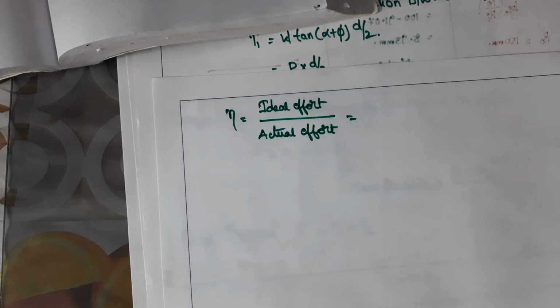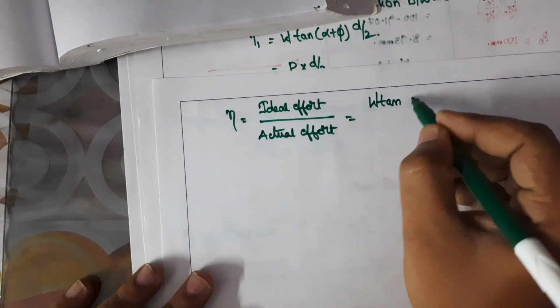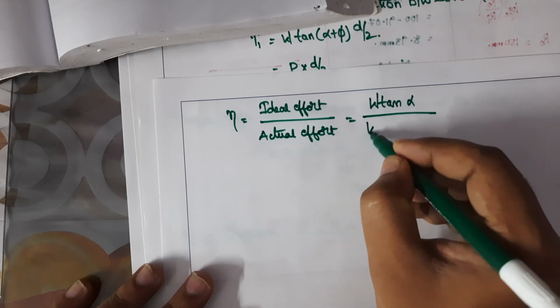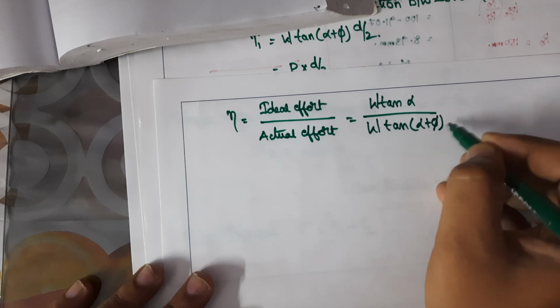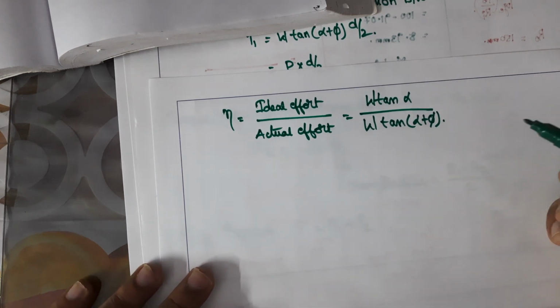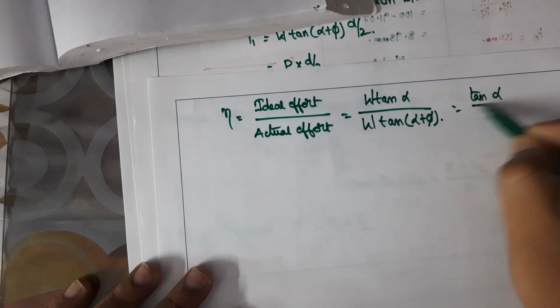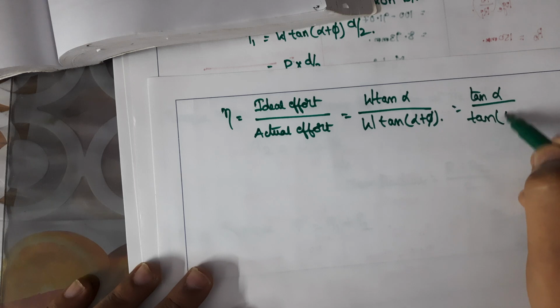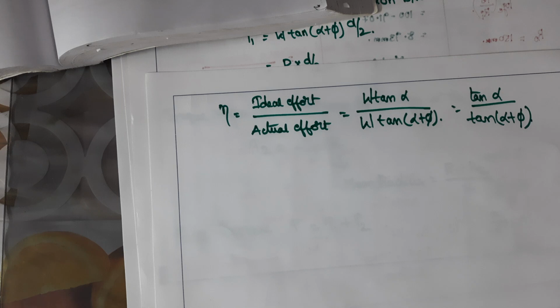Okay, so that means we are having W tan alpha by W tan(alpha plus phi). This is the value that we are having. So that means we are getting tan alpha by tan(alpha plus phi). So we have taken that the efficiency of the screw jack is independent of the load raised.